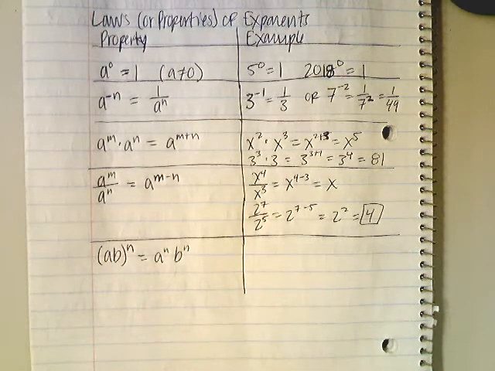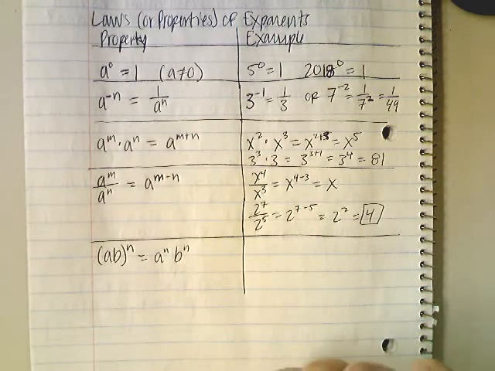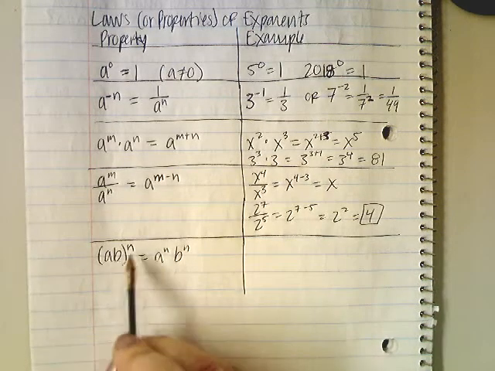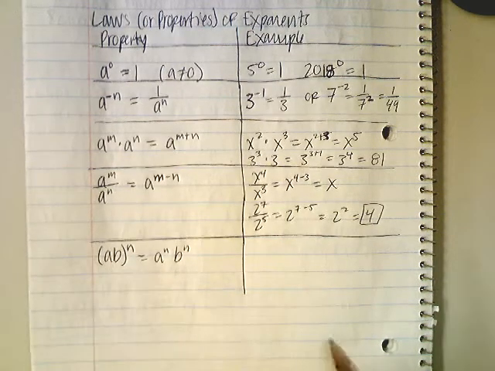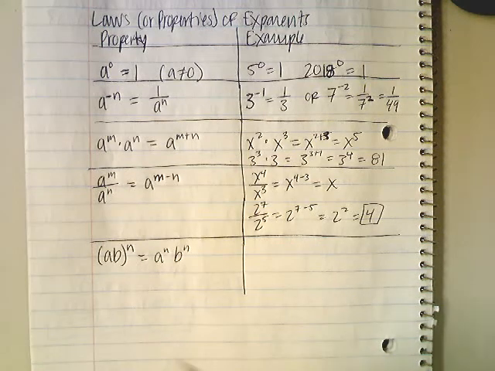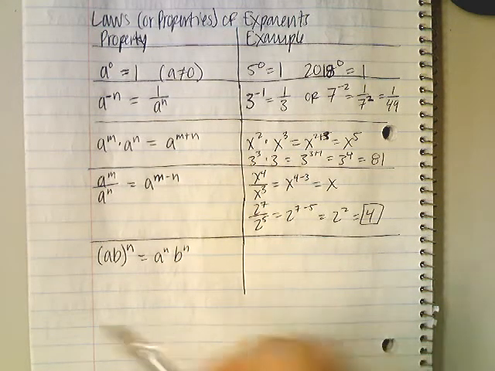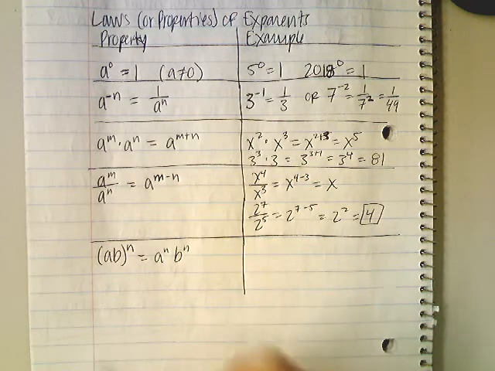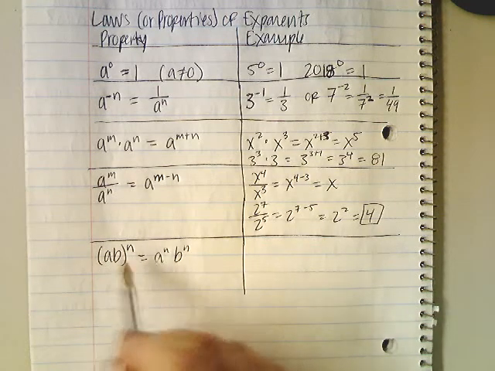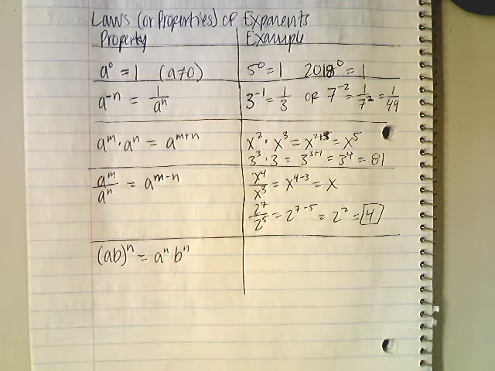If it is being added or subtracted, you need to FOIL. That's why we spend all that time practicing foiling with our polynomial unit. But I can only distribute my exponent like this if what's inside is only being multiplied or divided. I can't distribute it if there's things being added or subtracted in the parentheses. This only works when what's inside the parentheses is being multiplied or divided.